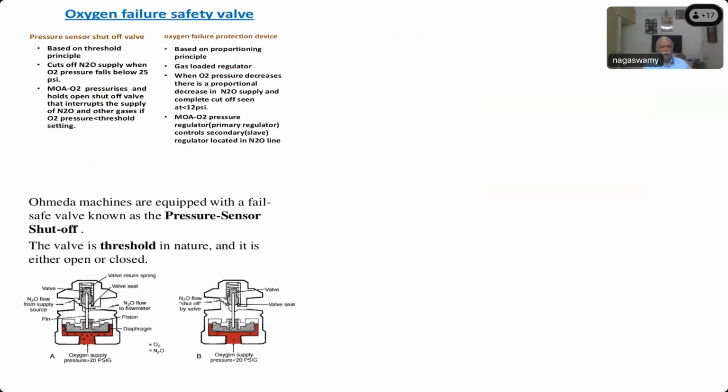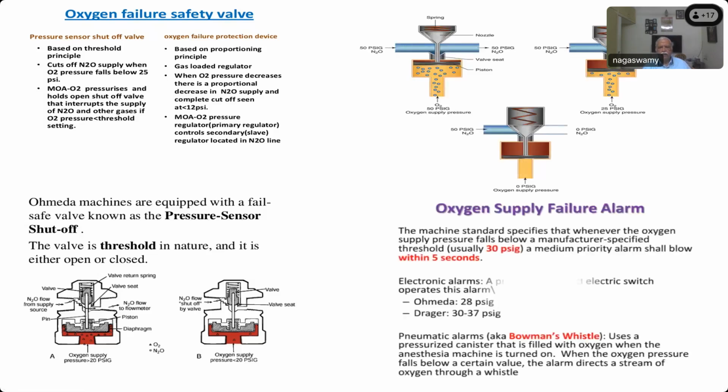Then of course, oxygen failure safety measures are there. How do they work? They work on what is called the pressure sensor shutoff valve. In the exam, you will not have time to explain everything, so at least remember the name. It works on a threshold, usually 30 psi. The manufacturer's threshold is 30 psi, and immediately the alarm should happen within 5 seconds. That is the standard specification.